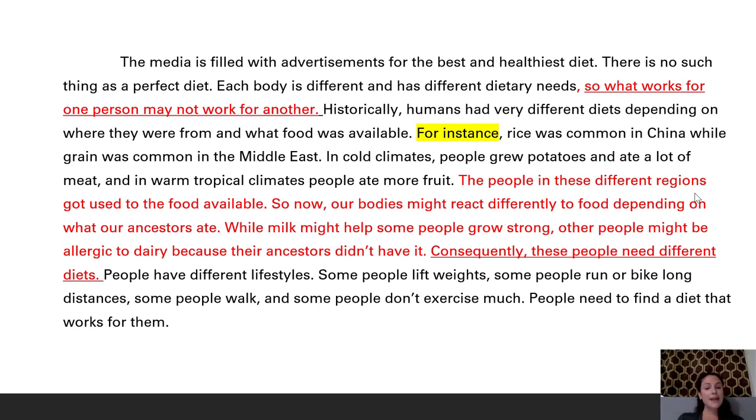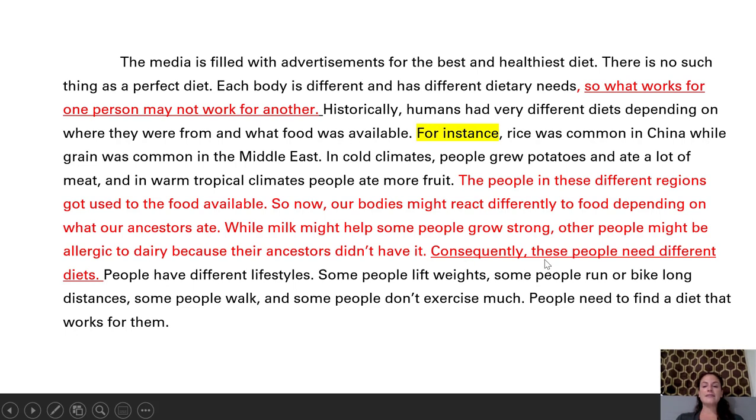Okay? So now our bodies might react differently to food depending on what our ancestors ate. While milk might help some people grow strong, other people might be allergic to dairy because their ancestors didn't have it. So this is really explaining to me why these different diets in different places matter. Oh, okay, so we ate these different foods, so now that means our bodies use the food differently.